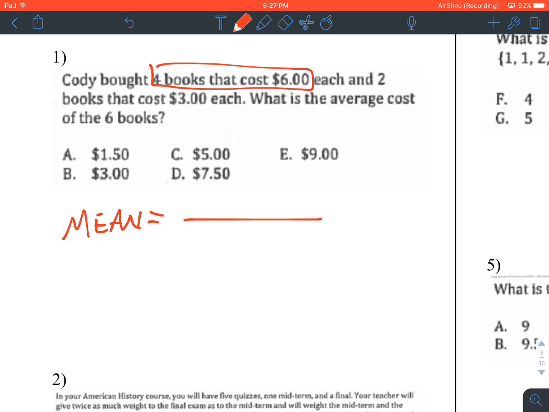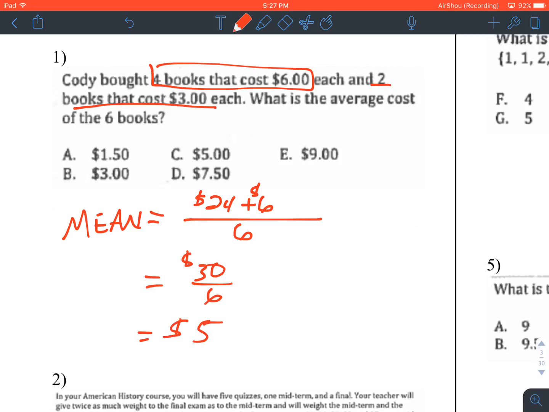So in getting the total, that's going to be 4 times 6. It's $24. And then we have 2 books that cost 3 each. 2 times 3 is 6. What is the average cost of the 6 books? We're going to divide that by 6. 24 plus 6 is 30. 30 divided by 6. On average, the books cost $5.